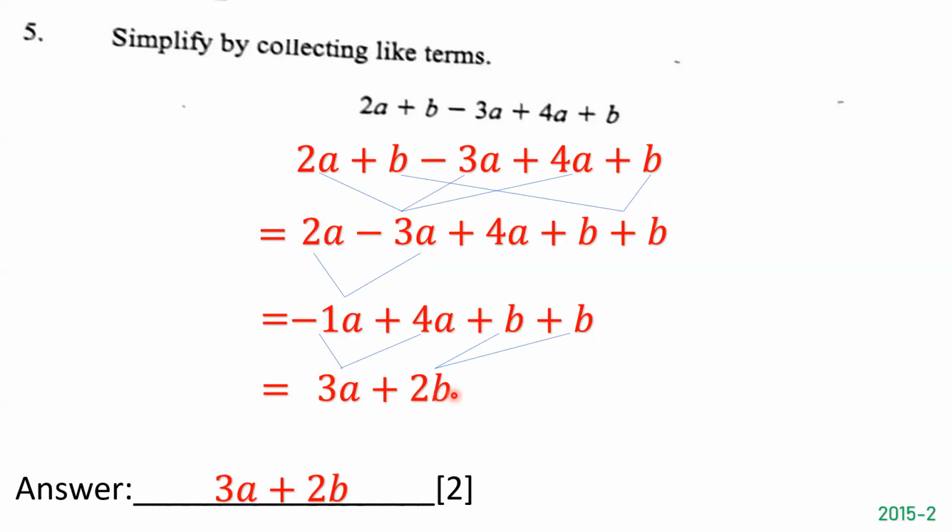We keep it just like that because these are unlike terms. We cannot simplify it any further because you cannot add or subtract unlike terms. 3a plus 2b, that's our final answer. You just leave it just like that. But if this was, let's say, 3a plus 2a, then we could combine them and say 5a, but it's not. So we have to leave it just like that.